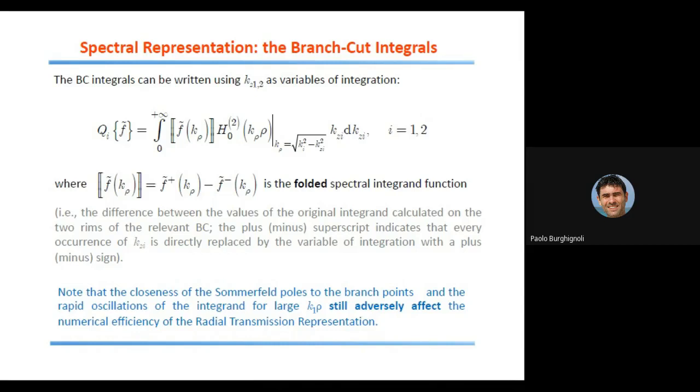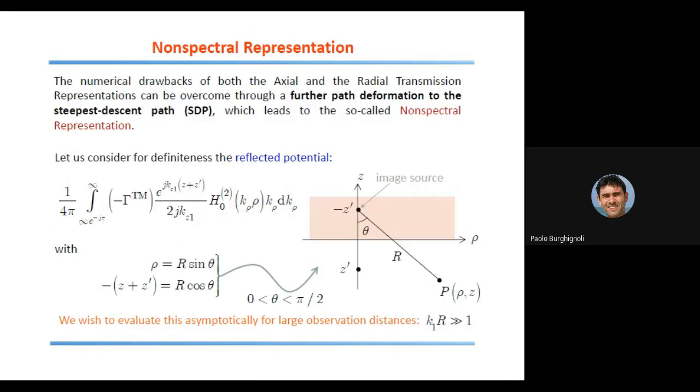Okay, so what we will do now is to perform a further deformation of the integration path in order to get to the so-called non-spectral representation. Consider, for example, the reflected potential. So let us introduce the image source at minus z1 and also the distance of the observation point P from the image source R.